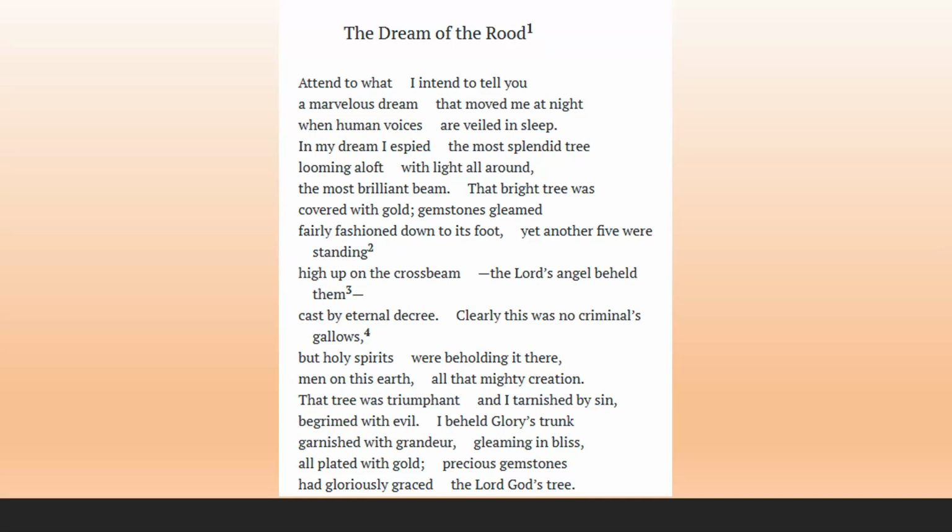And in this case, we have three levels. We have the first level, which is the dreamer of the dream who introduces you to his dream. The second level is the dream in which the Rood speaks, and then the third level is the story of Christ's crucifixion, which is the story that the Rood tells. So there are three levels.